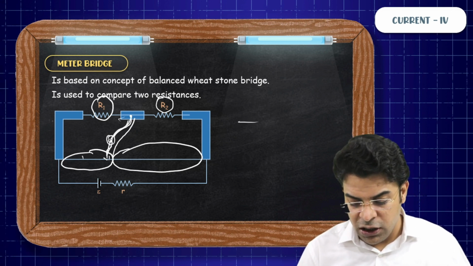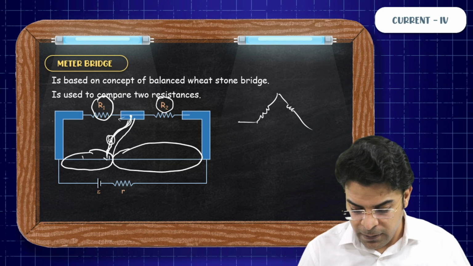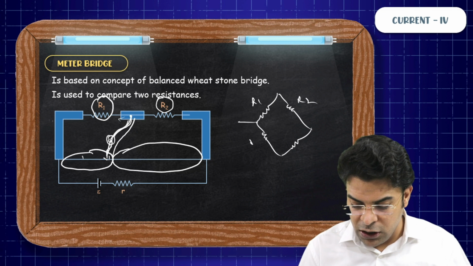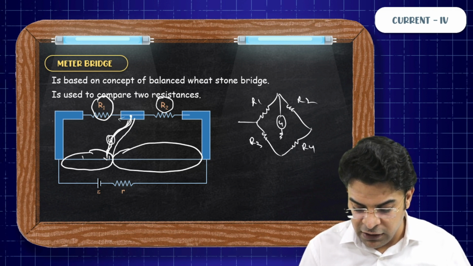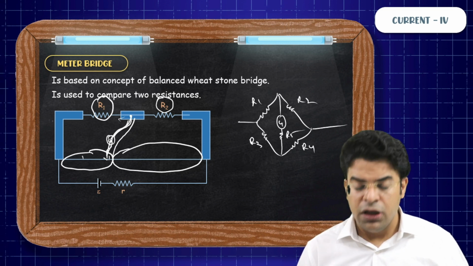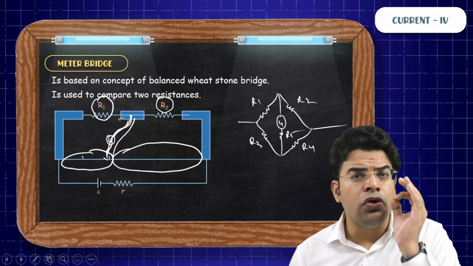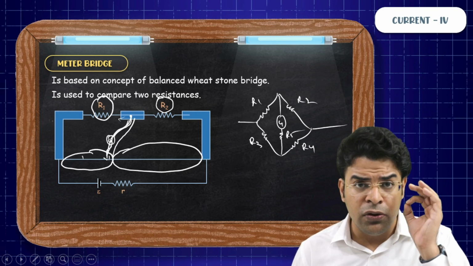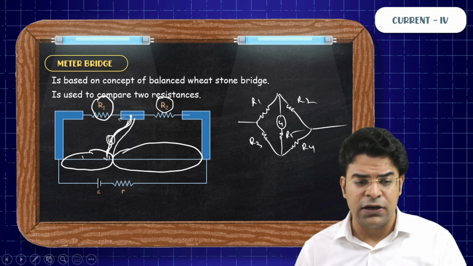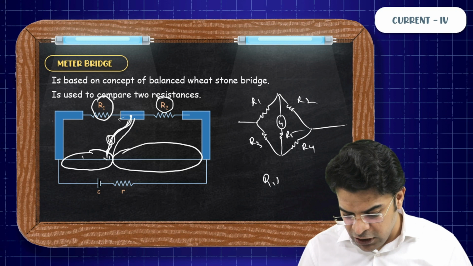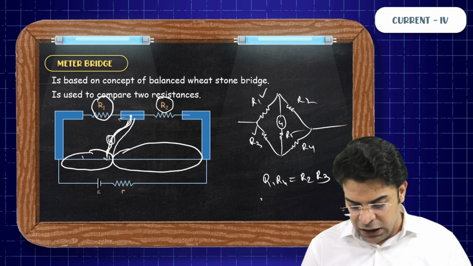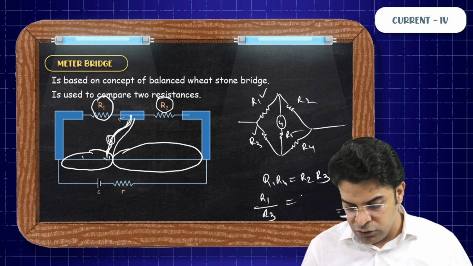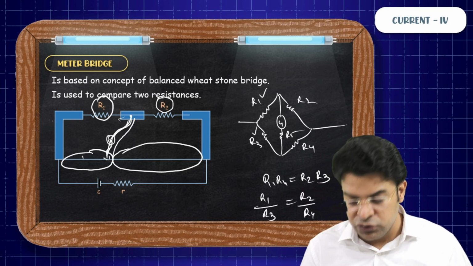If you have got a balanced Wheatstone bridge, let's say like this, R1, R2, R3, R4, and one more resistance here, we have got galvanometer R5. For galvanometer to show no deflection, for no current to flow through R5, what is the condition? So the condition is that R1 R4 should be equal to R2 R3, or R1 by R3 should be equal to R2 by R4, then no current flows through R5.